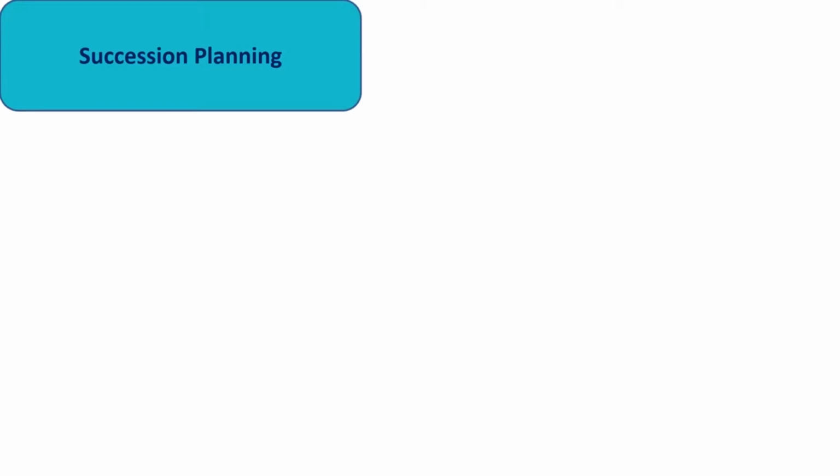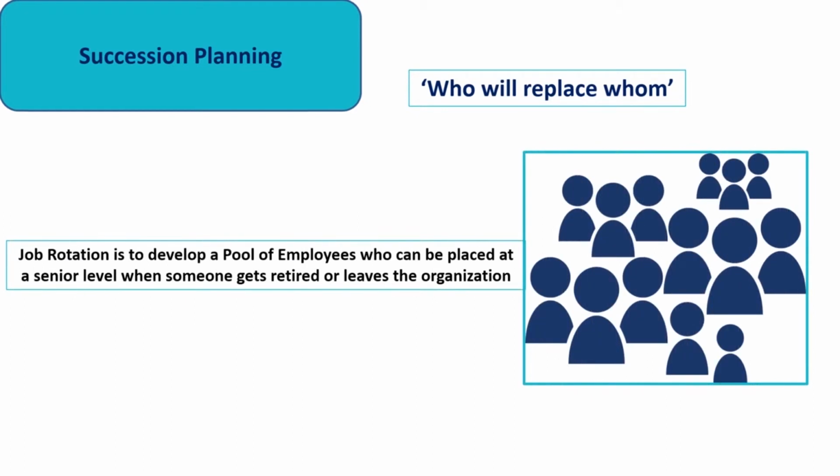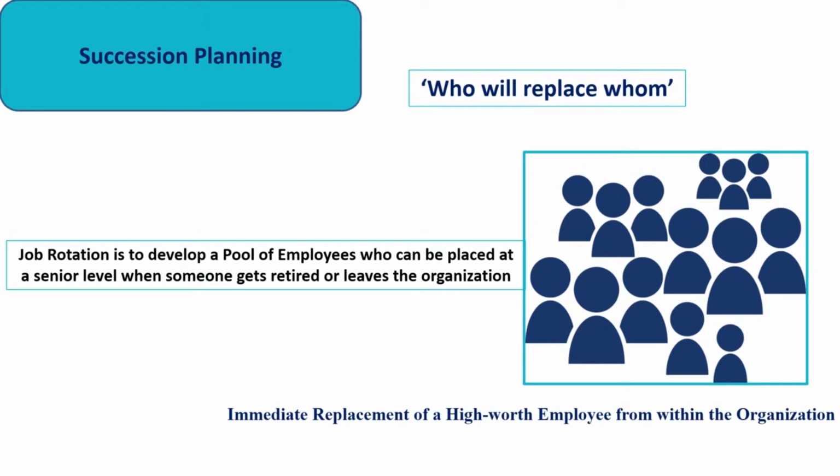The concept of succession planning is who will replace whom. Its main function of job rotation is to develop a pool of employees who can be placed at a senior level when someone gets retired or leaves the organization. The idea is to create an immediate replacement of a high worth employee from within the organization, creating right employee job fit.